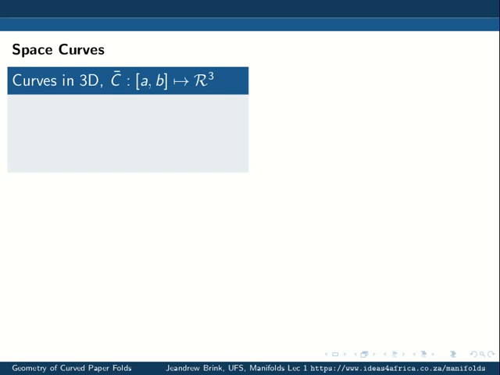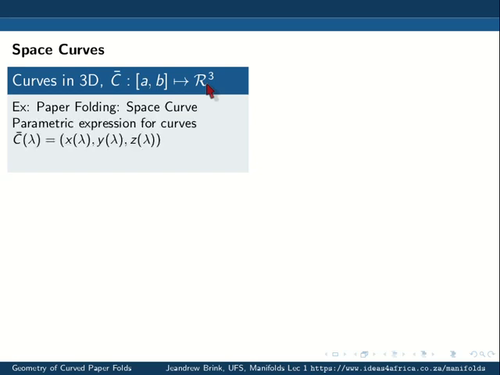So curves in 3D are once again just a map from an interval to R3. And examples are the paper folding space curves, or basically any trajectory we have, like the planetary orbits or stuff like that. Okay, and the representation I'm going to use for the purposes of this talk is the parametric representation.